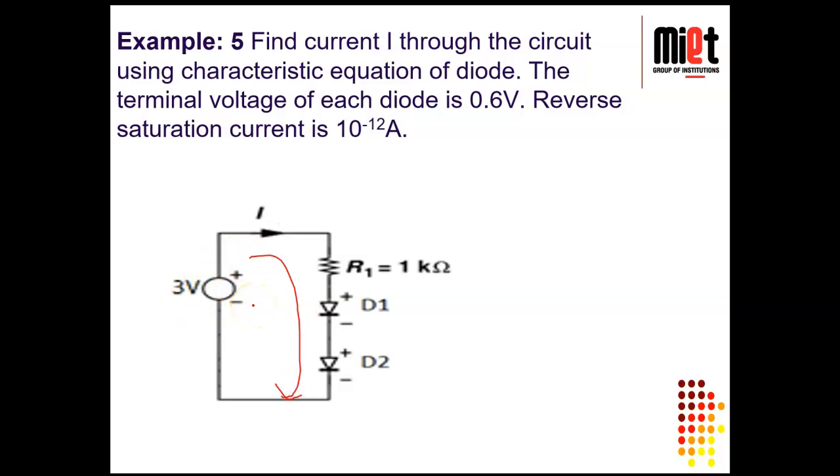Very simple question. And what is given? Find the current through the circuit using the characteristic equation of diode. Actually, here one thing is given, that we have to use the ID current formula. ID is equal to I naught e to the power V upon eta Vt minus 1, like that. So here reverse saturation current is given. Voltage across these two diodes is already given. Okay, so first current we have to calculate this. Second we have to calculate this. Both currents will be same. So from any equation we can calculate.